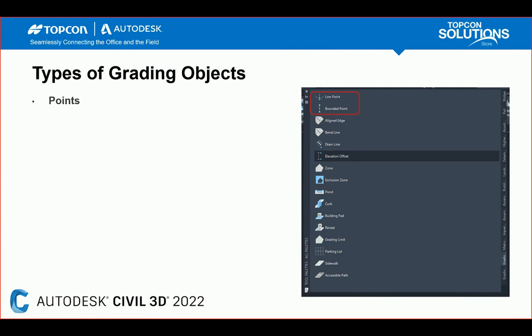So points. There's 2 types of points. There's a low point and a bounded point. Generally, use a low point at a spot in a pond. A bounded point can be a fixed elevation, or it can be a range. So like it has to be at 5 feet, or it can be at a range of like 4 feet to 6 feet.